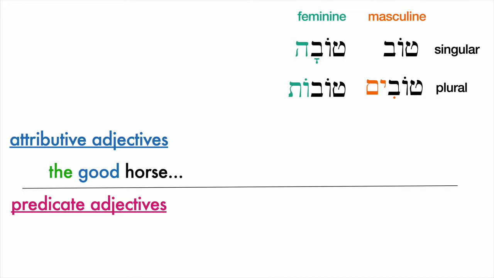I want to introduce something new here by using the definite article, the word the. We won't learn the Hebrew for the definite article until chapter 8. But I'm going to half introduce it right now because usually, when we want to distinguish in Hebrew between an attributive adjective and a predicate adjective, we do it by using the definite article, the word the. And it makes it so much easier to see what's going on.